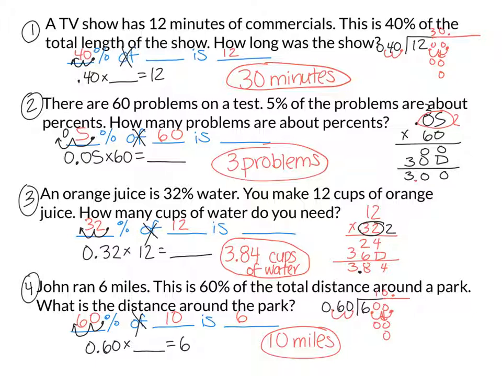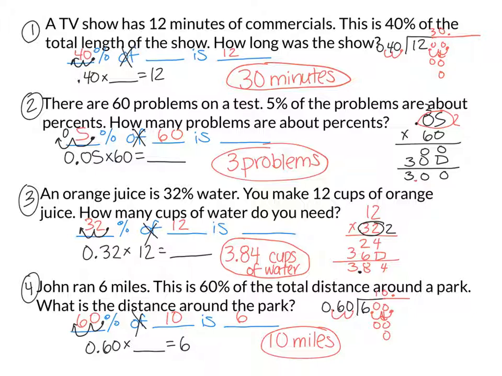These are the answers you should have gotten. Make sure you have a label. That's part of the answer that you need, is the label. 30 minutes, 3 problems, 3 84/100 cups of water, and 10 miles. So you should have filled out this sentence with the information that you knew, and that helped you to know how to solve the problem.